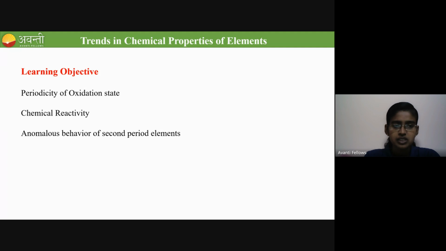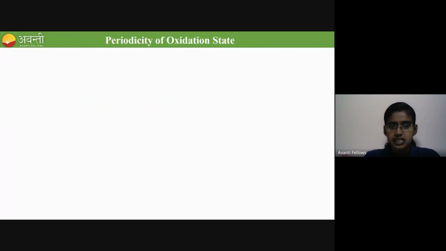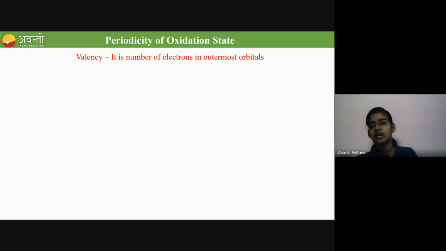So coming to the first topic, that is periodicity of oxidation state. Here I am going to start with the word valency. What is meant by valency? It is the number of electrons in the outermost orbital. What is valency? The number of electrons in the outermost orbital is called valency.